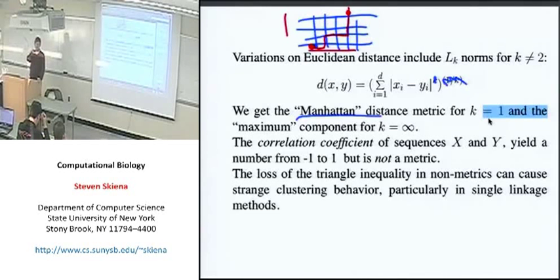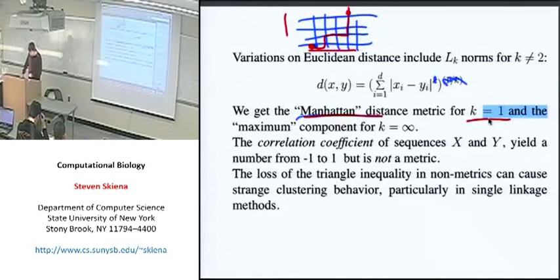Does everybody see that? So if you have k equals 1, you get the Manhattan distance metric. Okay? Does everybody see that? And that's obviously the right distance if you want to talk about the distance in Manhattan. How long will it take to walk from here to there? This would be the right distance metric. Does everybody agree with it? Not the L2 distance.